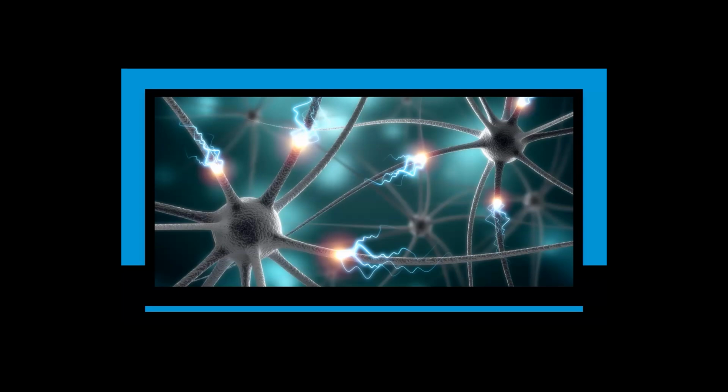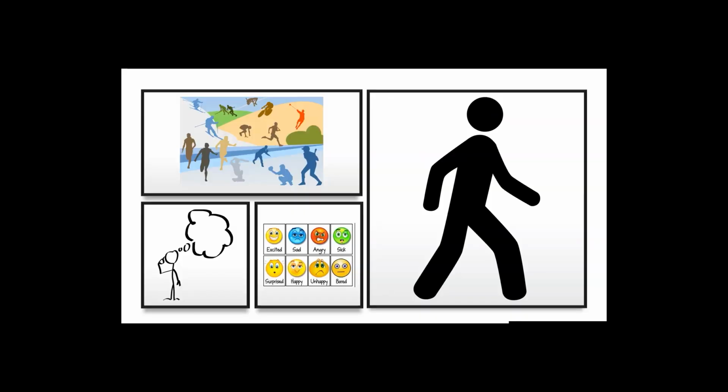So, before we break down the parts of a neuron, we need to understand what a neuron actually is. A neuron is a specialized cell that's found in the nervous system, and it's designed to process, receive, and transmit information. Its main purpose is communication.